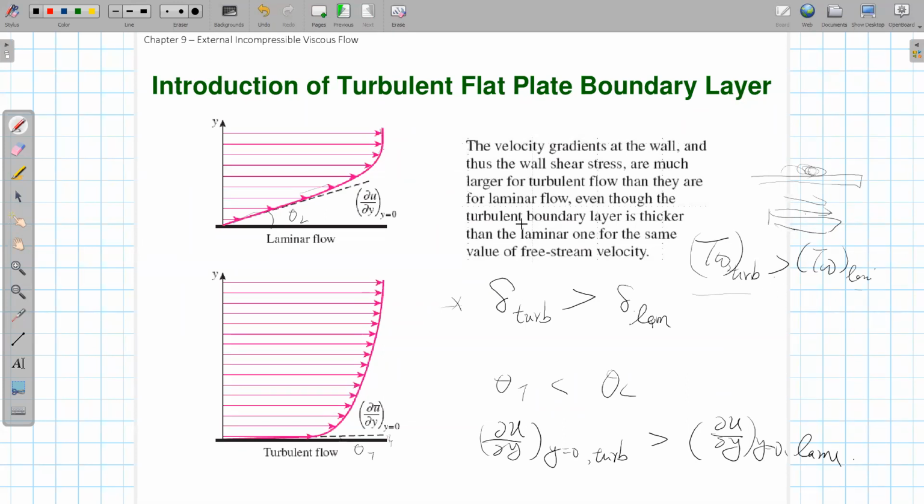So, two things I want you to know about the difference between the turbulent boundary layer and the laminar boundary layer. First thing, their thickness: the turbulent boundary layer tends to have a larger boundary layer thickness than the laminar boundary layer. Second thing, the wall friction in the turbulent boundary layer is larger than the friction in the laminar boundary layer. Okay, so that's something I wanted to introduce to you.